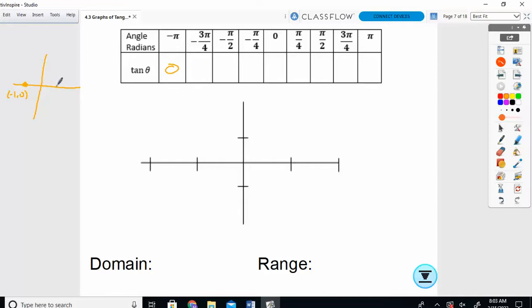Alright. Negative 3 pi over 4. That would be in quadrant 3, so tangent's positive. Reference angle is 45 degrees. What's the tangent of 45 degrees? 1.